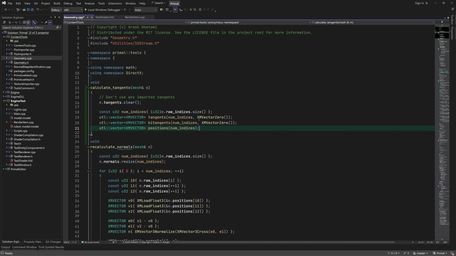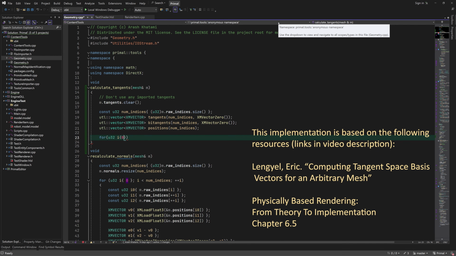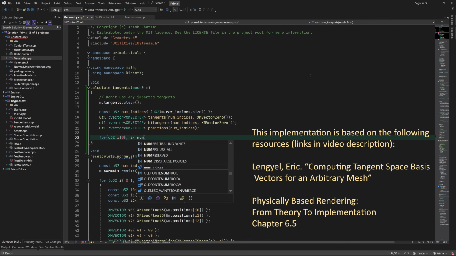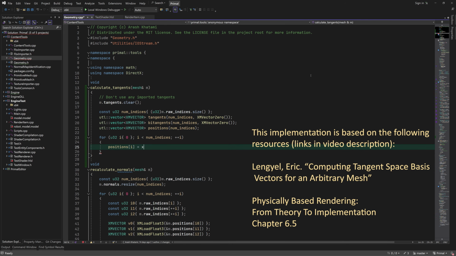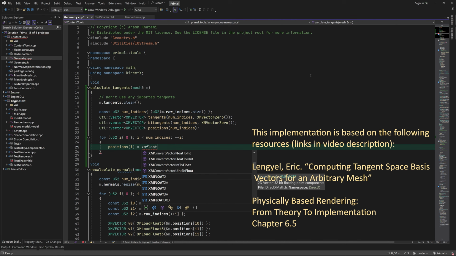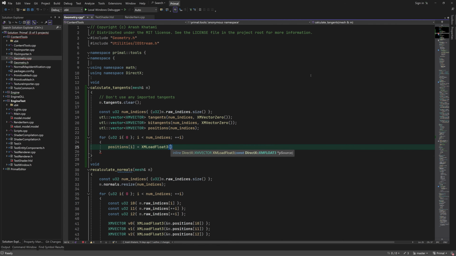Also, I'm using XM vector type from DirectX Math library since we are going to add the tangents together, as we'll see in a minute. Additionally, we need a similar array for bitangents and one for vertex positions. The positions array is just a cache so that we don't have to load each position vector every time we need it for calculations.